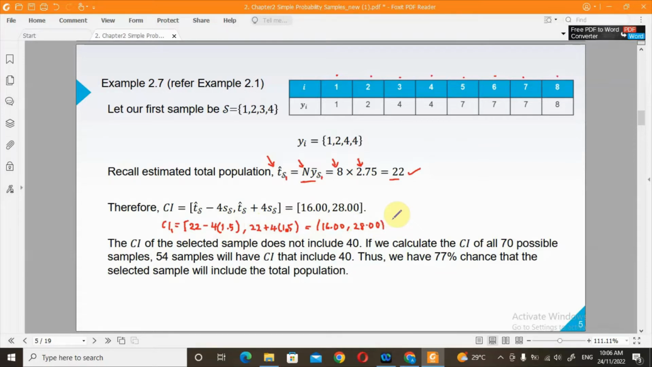And the CI of the selected sample does not include 40. The confidence interval here does not include 40. If we calculate the confidence interval of all 70 possible samples, 54 samples will have a CI that includes 40. Thus, we have a 77% chance that the selected sample will include the total population. I will show this in a later slide, but let's look at another example. This was for possible sample number 1.